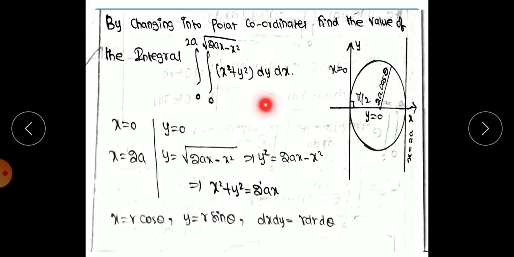So x squared plus y squared dy dx. Here put x equal to 0, therefore y is also 0. x is equal to 2a, what will happen? y equal to root of 2ax minus x squared. So y squared can be written as 2ax minus x squared. Therefore x squared plus y squared equal to 2ax. Now we can use the polar coordinates formula.